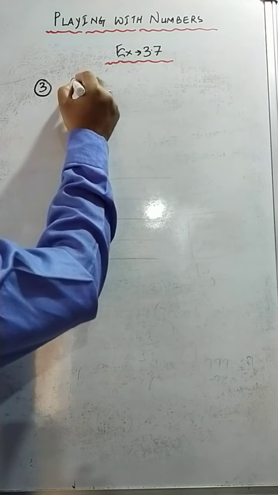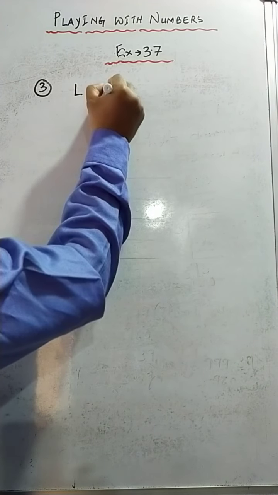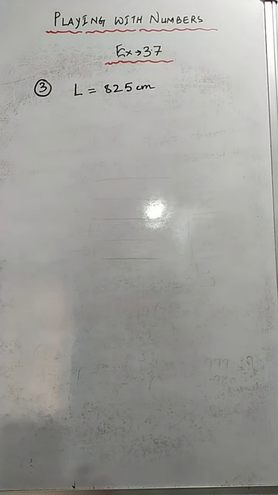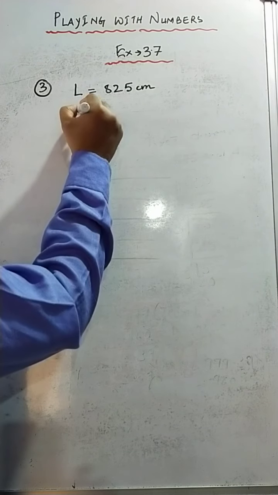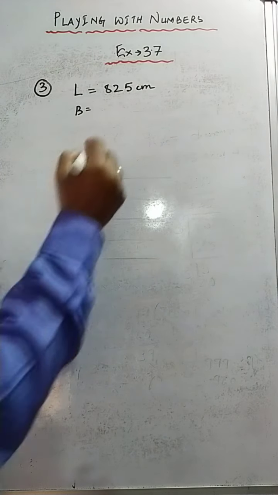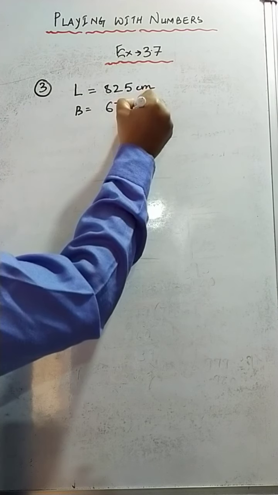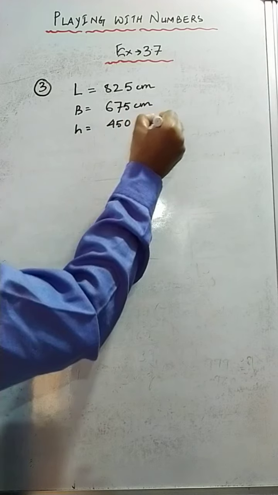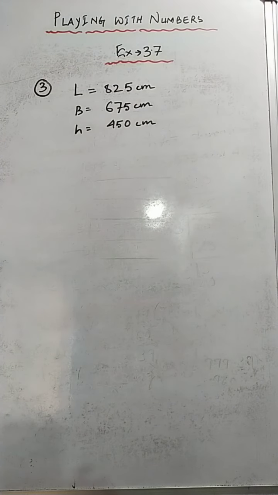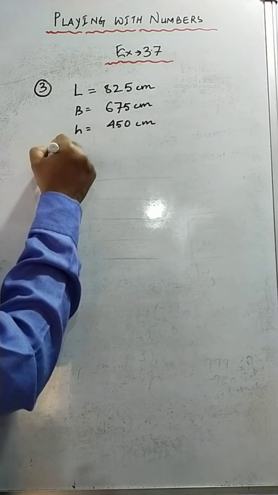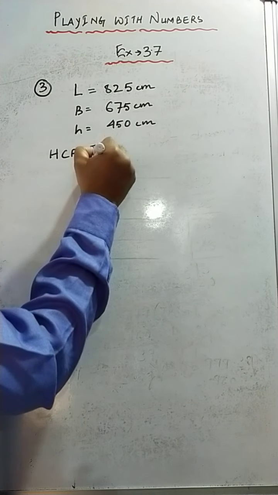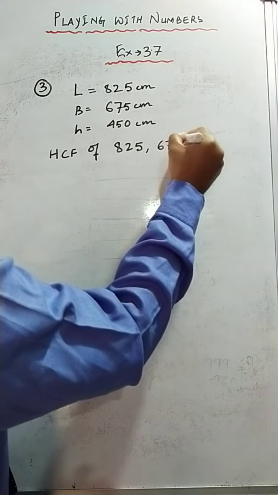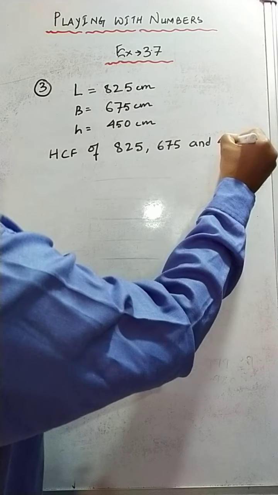Now what is the length given, students? Length given is 825 centimeter. I hope centimeter is written. Yes. And what is breadth given? Breadth given is 675 centimeter, and height is given 450 centimeter. Fine. So to get the longest step, what we have to find out? We have to find out HCF. So we'll write HCF of 825, 675 and 450, isn't it?